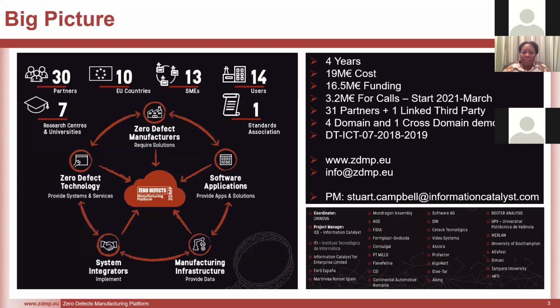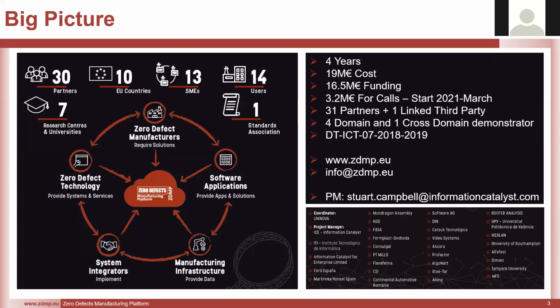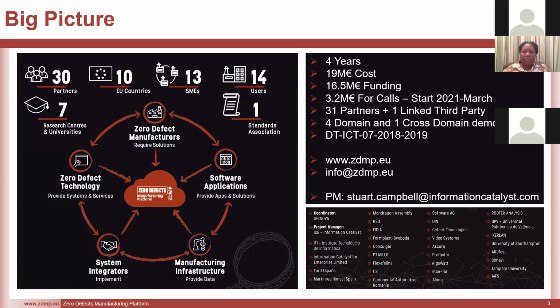This is the infographic of the project to tell you the most top-level things you might be interested in. We are quite a long project, 4 years, and a big project as well. We've got 31 partners now, as a new partner joined fairly recently. We're also highly SME focused. Nearly 50% of our consortium is SMEs, and we're highly user centric as well.